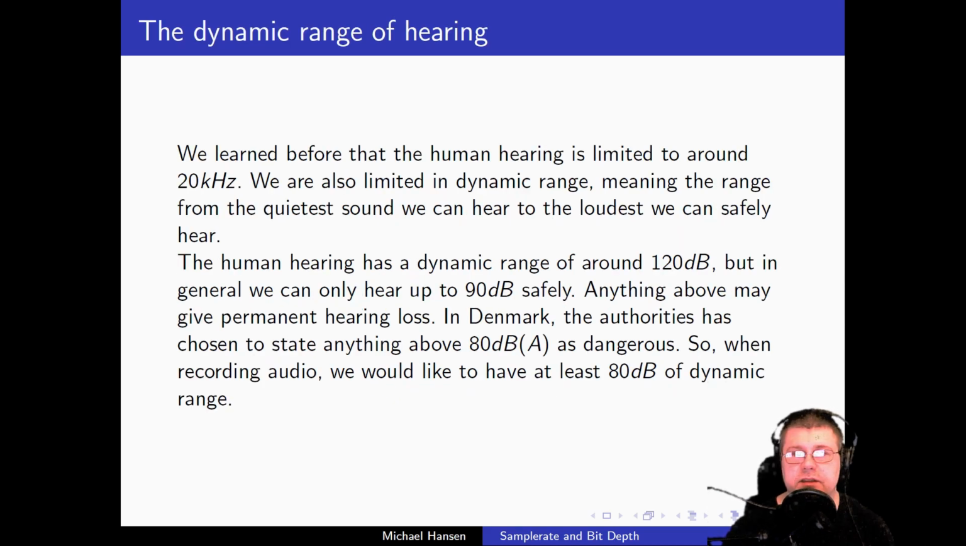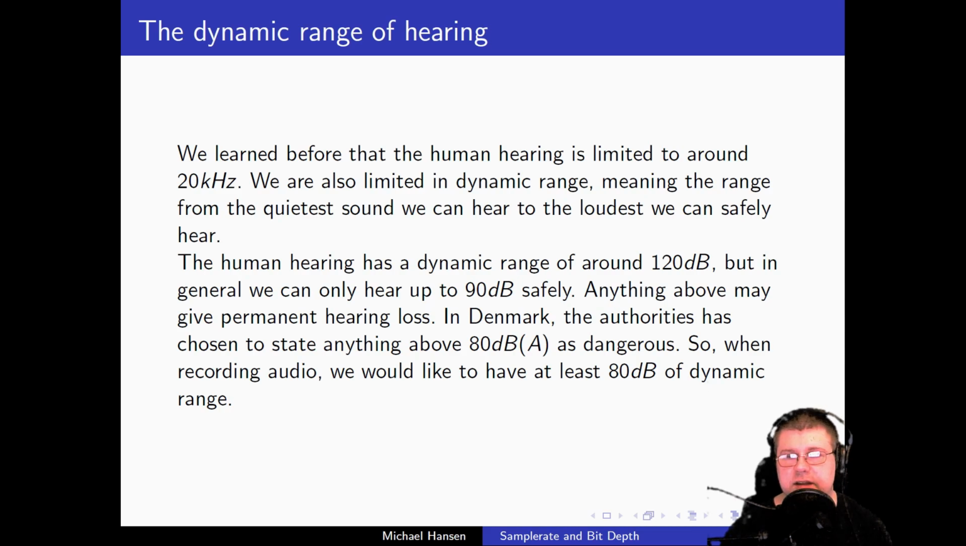We learned before that human hearing is limited to around 20 kilohertz. That's the highest frequency that we can hear. But we're also limited in the dynamic range that we can hear, meaning the range from the quietest sound that we can possibly hear to the loudest we can safely hear, or even above what we can safely hear. Human hearing has a dynamic range of roughly 120 decibels, but in general, we can only hear up to 90 decibels safely. Anything above that may give us permanent hearing damage or hearing loss, and we don't want that.